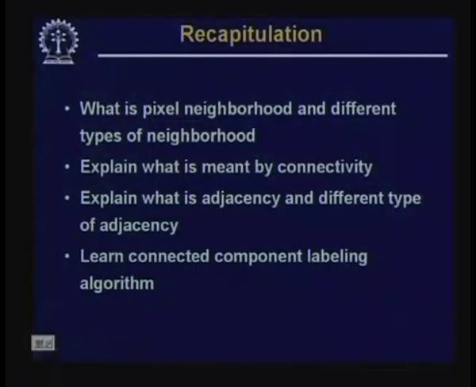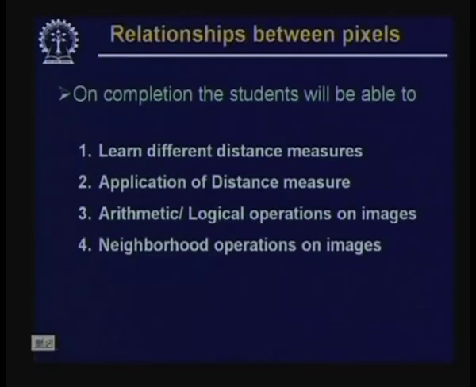In the last class, we have seen what is meant by pixel neighborhood, and we have also seen different types of neighborhood. We have explained what is meant by connectivity. We have seen what is adjacency and different types of adjacency, and we have also seen a connected component labeling problem. In today's lecture, we will learn different distance measures.